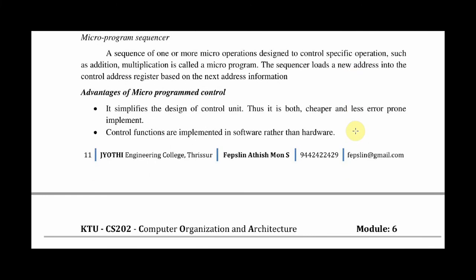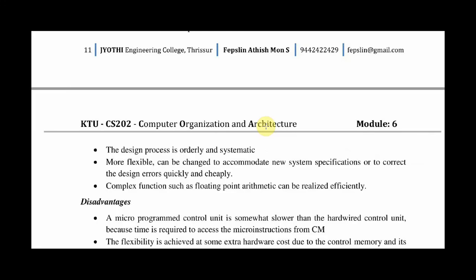In the case of advantages, it simplifies the design of the control unit. It is cheaper and less error prone. We can clear the errors and test the errors easily. Control functions are implemented in software rather than hardware, so we have more flexibility. The design process is orderly and systematic. It is also more flexible: we can alter the control unit based on our requirement at any time before implementation. Complex functions such as floating point arithmetic can be realized efficiently.